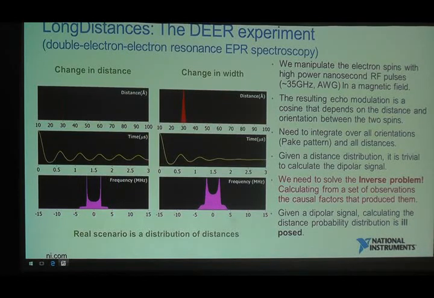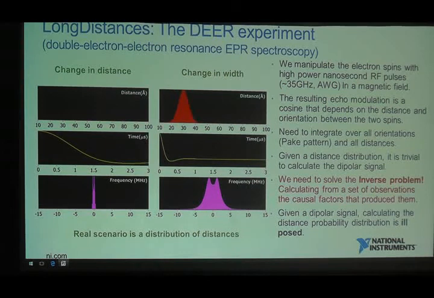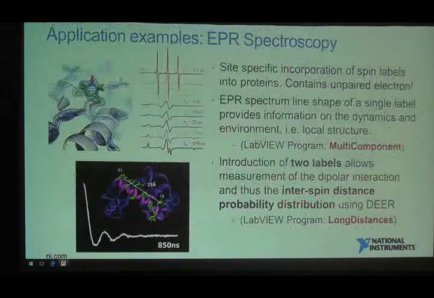So basically what we get, we manipulate the electron spins with high-power nanosecond RF pulses at about 35 gigahertz, and we get a resulting echo modulation that's a cosine of the pulse separation. I won't go into it. It's a LabVIEW thing right here. So basically, if you have a given distance, you get certain oscillations. If you have a distribution of distances, it's a damped oscillation. Let me go back again.